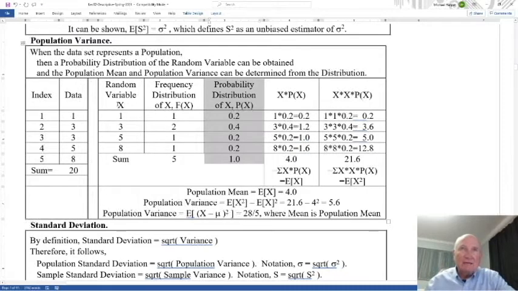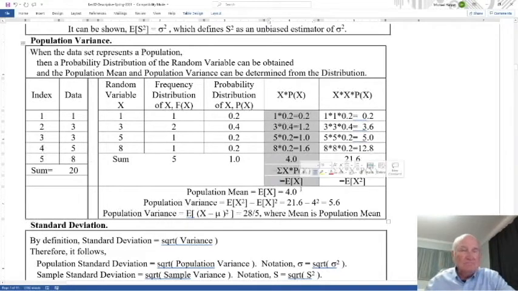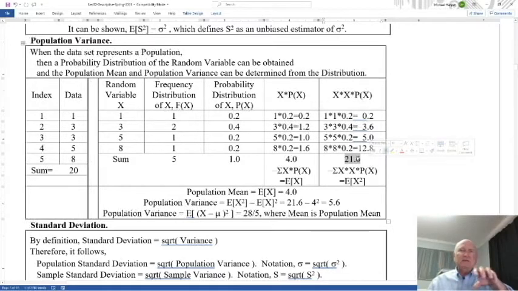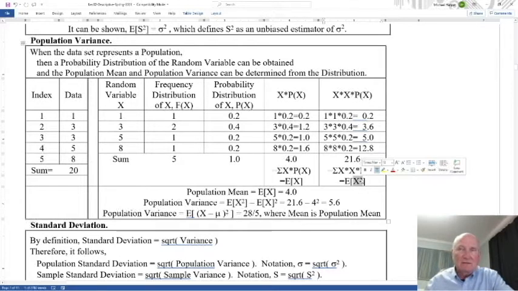Now, if we take x times the probability distribution, x times p of x, that's going to be the mean, the expectation of x. But if we take x squared times the probability of x, that's the expectation of x squared, 21.6. But that is not the variance, though it's close. Because remember, the variance is the expectation of the second central moment. This is not a central moment.